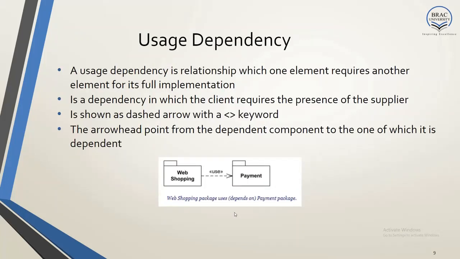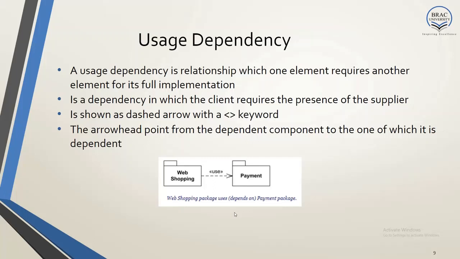Now let's look at usage dependency. Usage dependency is basically a relationship where one element may require another element for its full implementation. So it's basically when we import a package or a library within our code. That's what the usage dependency represents.